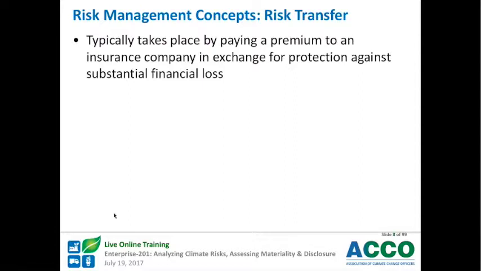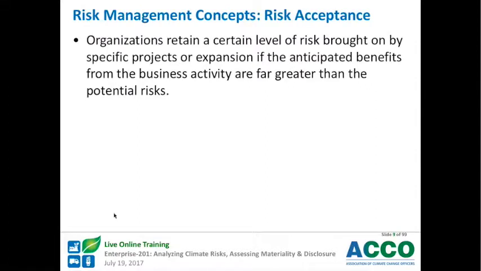Risk transfer, as Brendan said, typically takes place by paying a premium to an insurance company in exchange for protection against a substantial financial loss. Although there are other mechanisms that could take place, you could end up in some sort of partnership agreement where you have another entity that is absorbing the risk that is not an insurance entity. And lastly, your tolerance for risk is in acceptance, where you've said, well, we're just going to be here. We understand the risks. We're going to do what we need to do. And if the risk happens, so be it. We accept it.